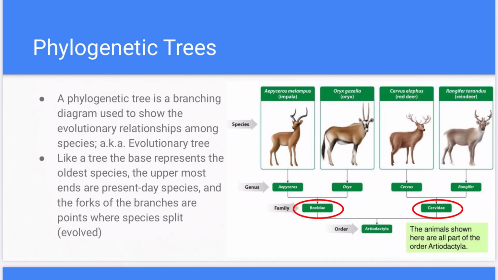This phylogenetic tree shows an example of species that we commonly know. Impala, maybe not an oryx, but a red deer and a reindeer. They all belong to the same order of Artiodactyla, but they split into families. Bovidae on the left are animals that have horns, whereas Cervidae on the right are animals that have antlers. And then they split further.